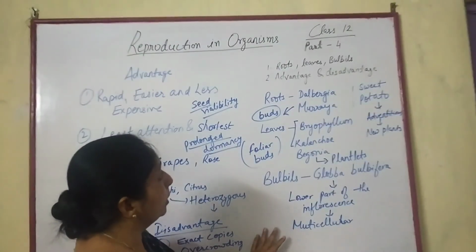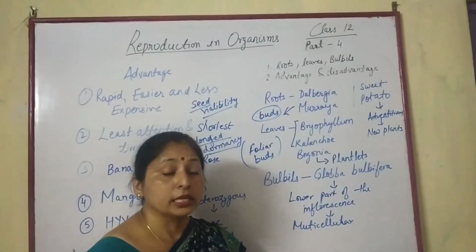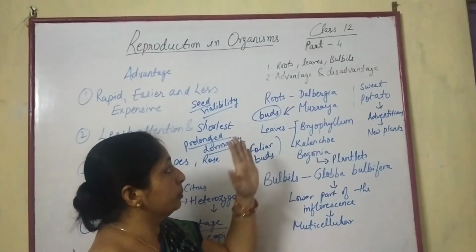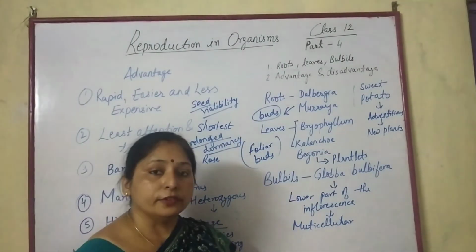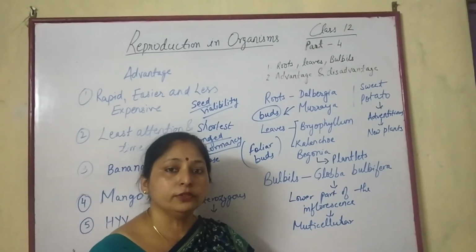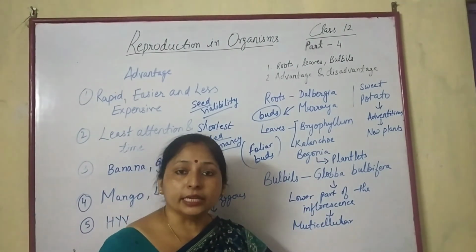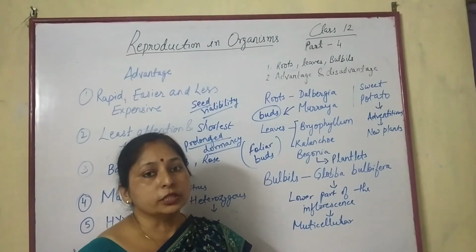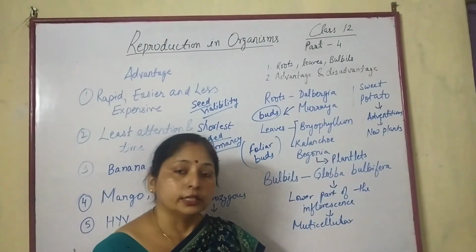So this is all about roots, leaves and bulbils, the vegetative propagation modes, and the advantages and disadvantages of vegetative propagation. In the next class, we'll discuss sexual reproduction. Thank you for today.